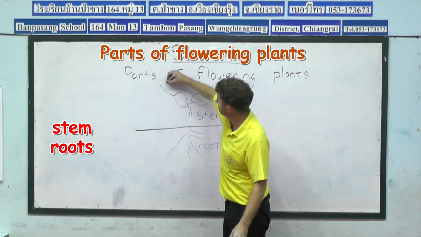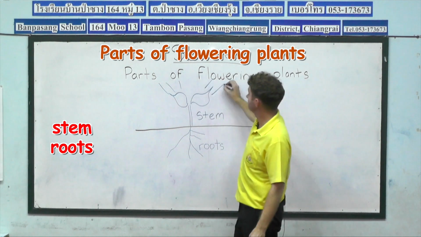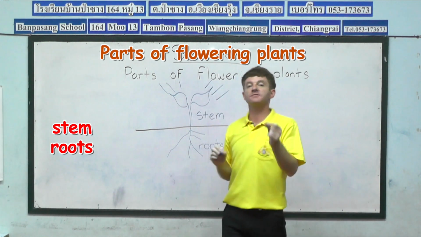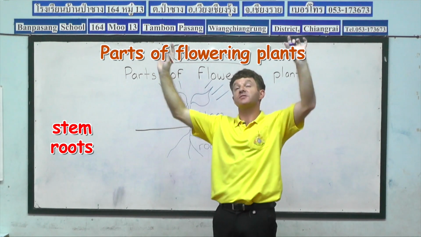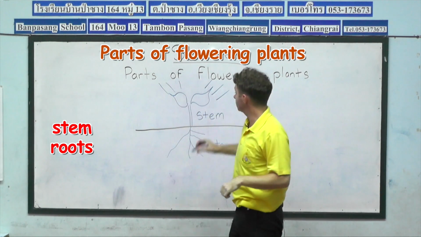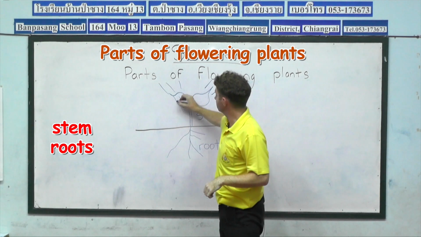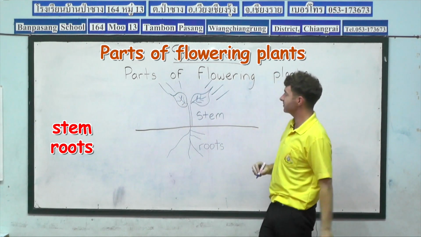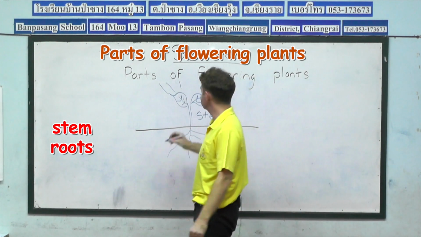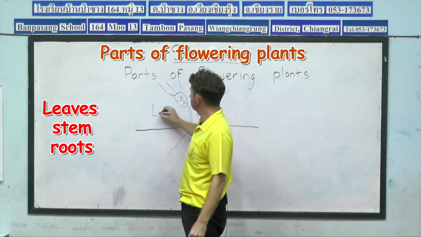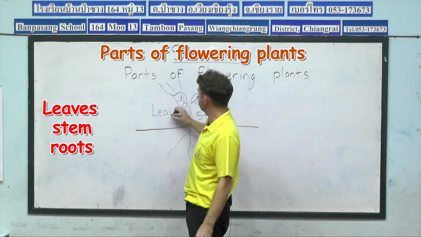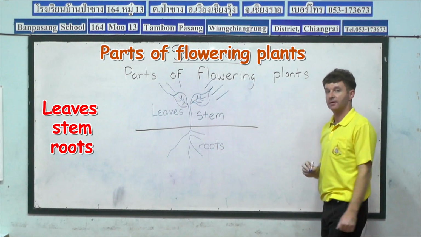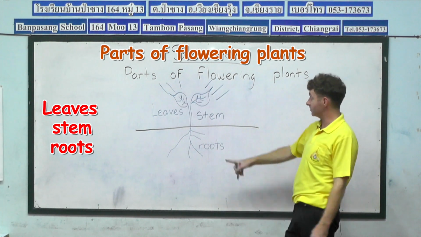And that's because the leaves want to capture sunlight. Yes, the reason that leaves are so high up is because their job is to capture the sunlight. And you can see here, how many leaves? Two. We have two leaves on our plant. How do we spell leaves, guys? L-E-A-V-E-S. Leaves.